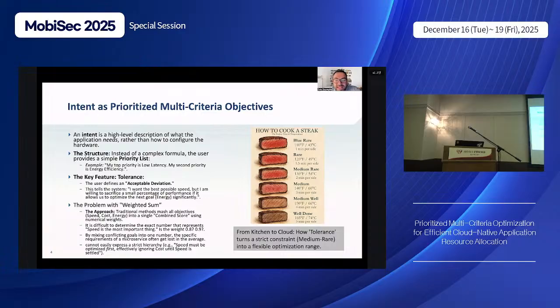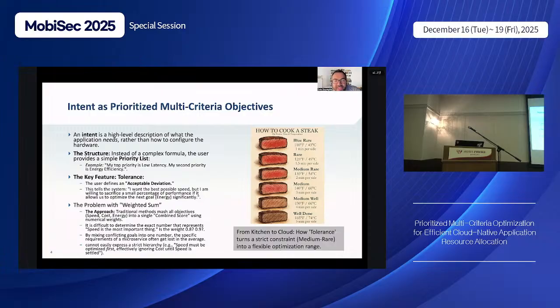But here is the catch. Intents are rarely simple. Users have multiple conflicting goals, and they want high performance and low cost. To solve this, we introduce the concept of intent combined with a tolerance factor. Let me explain how we handle these conflicting objectives using a culinary analogy. Cooking a steak. Imagine you are ordering a steak and you have a hierarchy of needs.